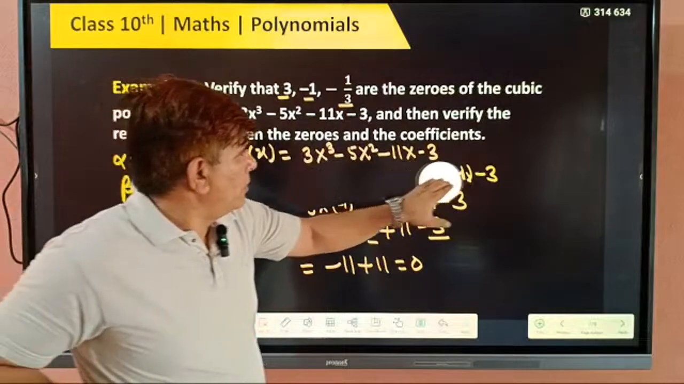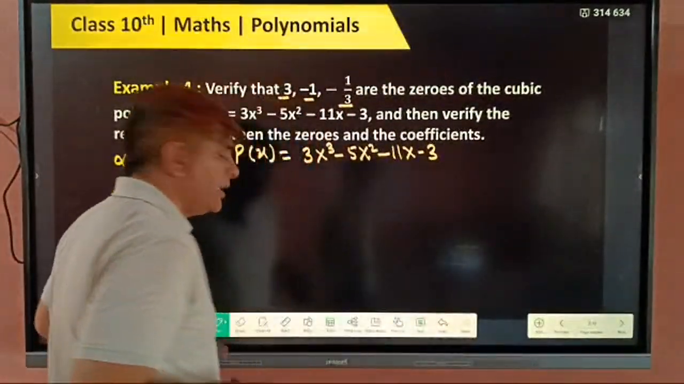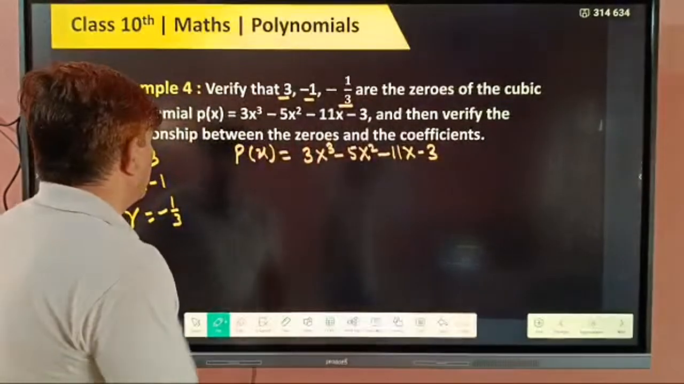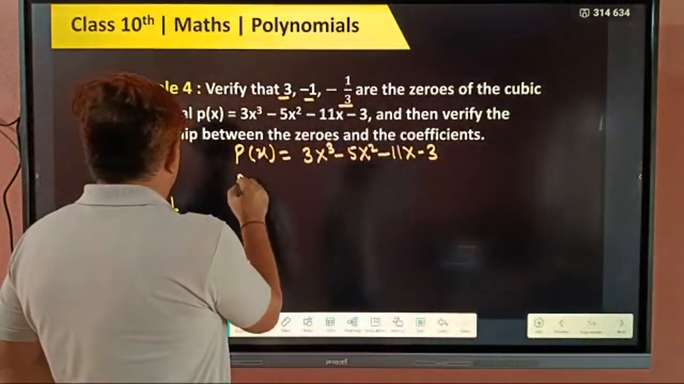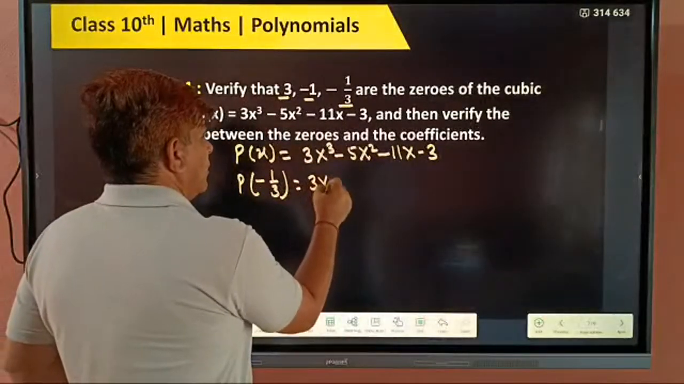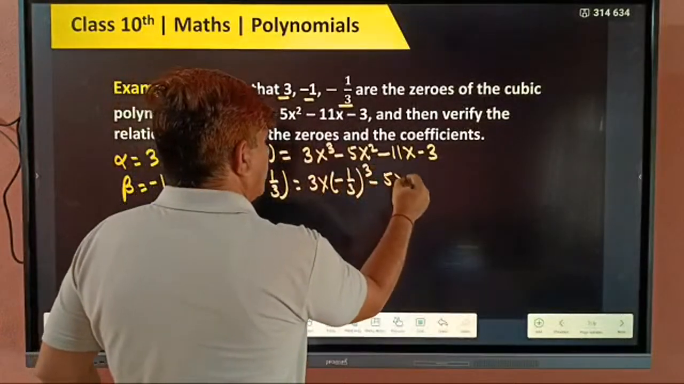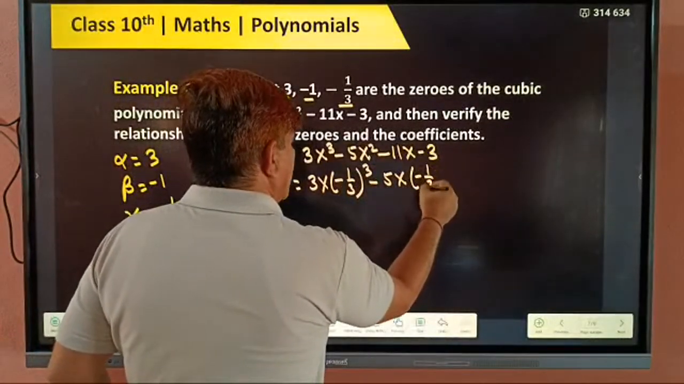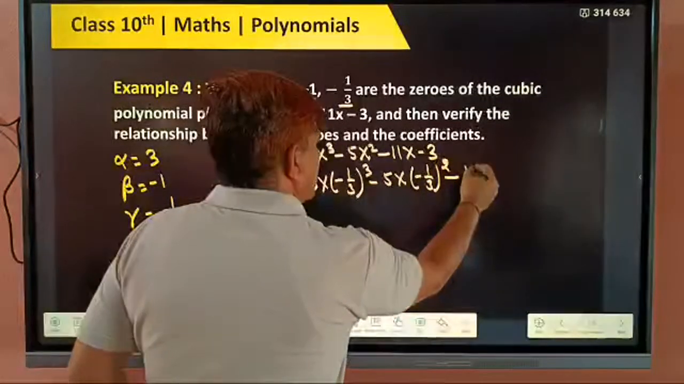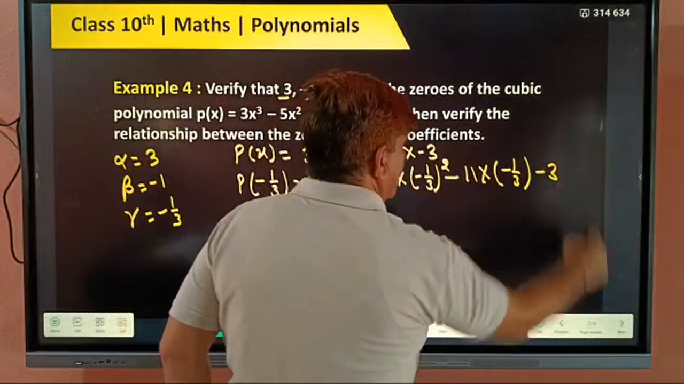If you don't know, some students face problems in this type of question, it means their basics are weak. P of minus 1 by 3 is equal to what? 3 into minus 1 by 3 whole cube, minus 5 into minus 1 by 3 whole square, minus 11 into minus 1 by 3, minus 3.